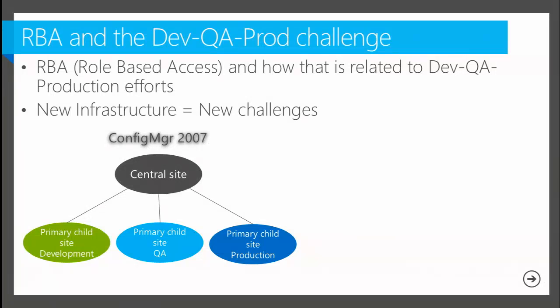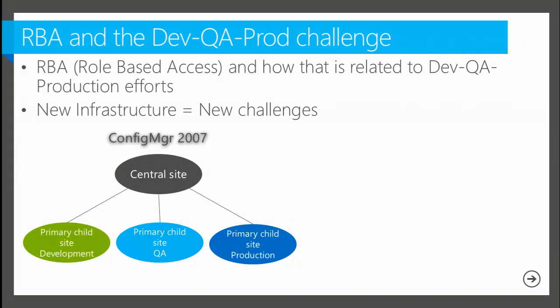This is actually taken from a customer where they had a development environment. In CM07, they had a separate forest for that. There was no domain trust, no nothing up to the central site, and it worked perfectly in Config Manager 07. Then they also had a QA environment and a production environment. So in total, we had 4 primary sites. That won't work in CM12.